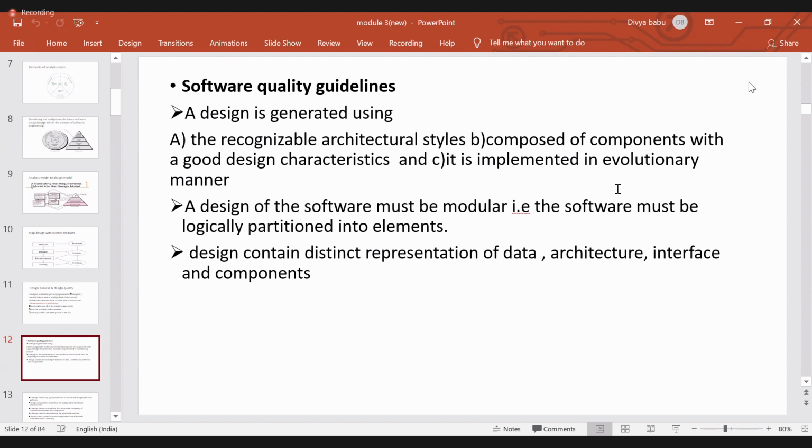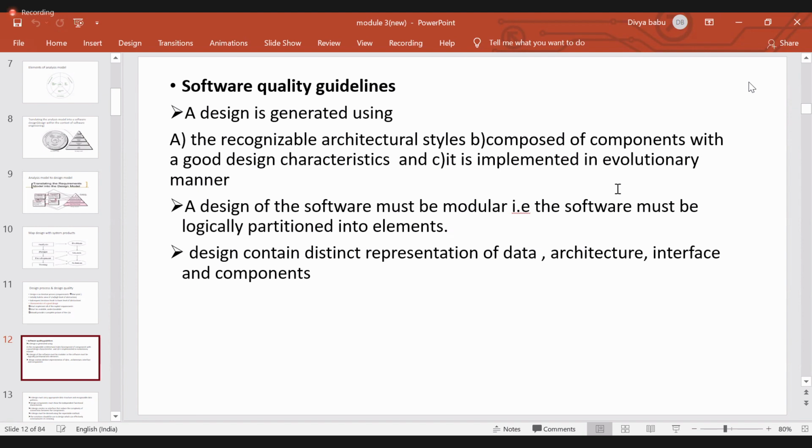Modular means we can logically partition into different modules. Then only we can work on a separate module and we can reuse that module in the coming projects. And if you want to modify something, if it is a logically independent unit, then only you can modify that particular module easily.